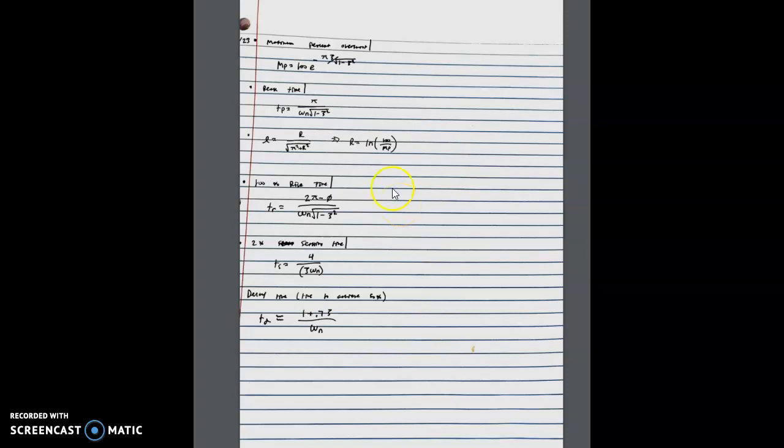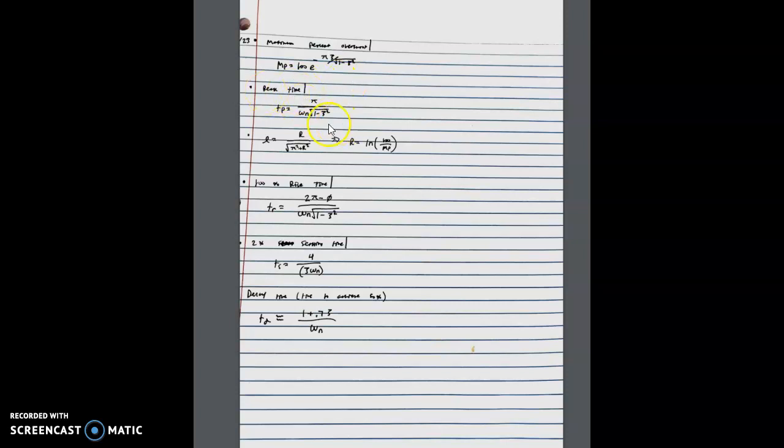So for this What Happens Wednesday, we're going over certain equations that we learned in class. One of them being the maximum percent overshoot given by this equation, MP equals 100 e to the negative pi damping ratio over the square root of 1 minus the damping ratio squared.